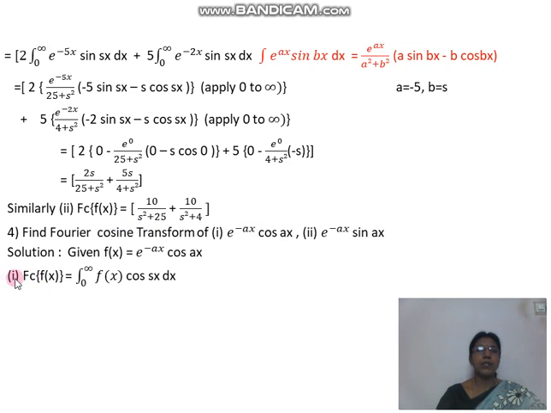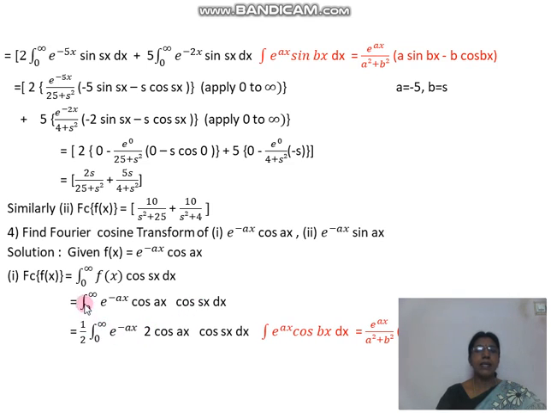The Fourier cosine transform of f of x is equal to the integral from 0 to infinity of f of x cos sx dx. Now substitute f of x in this integral, we get the integral from 0 to infinity of e power minus ax cos ax, in place of f of x, e power minus ax cos sx dx. Now you see, e power minus ax into cos a cos b. We know the formula for 2 cos a cos b.